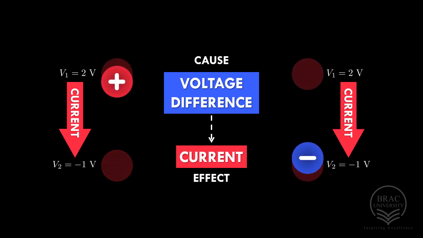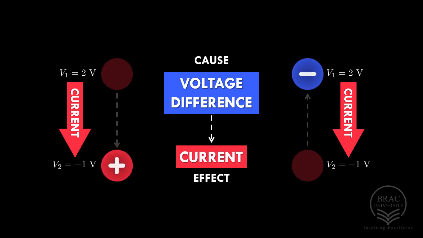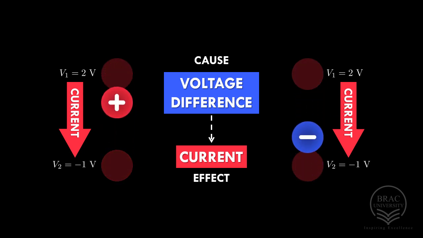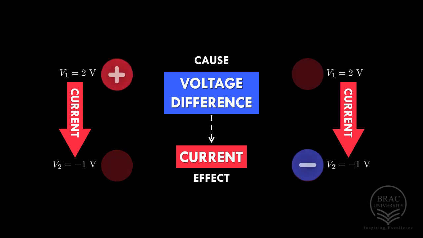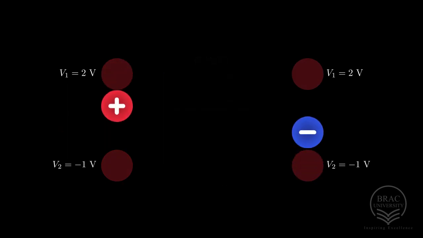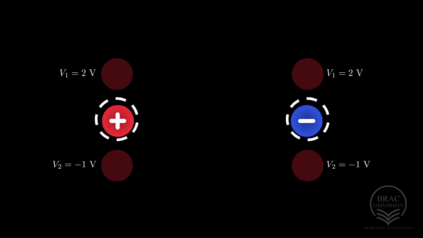Okay, back to the point. I was saying if there is a voltage difference, there should be a current flow. But actually, that's not entirely true. Because if you can just somehow trap the charges so that they can't move, there wouldn't be any current. Because if the charges can't flow, that means there's no current, even though there is a voltage difference.